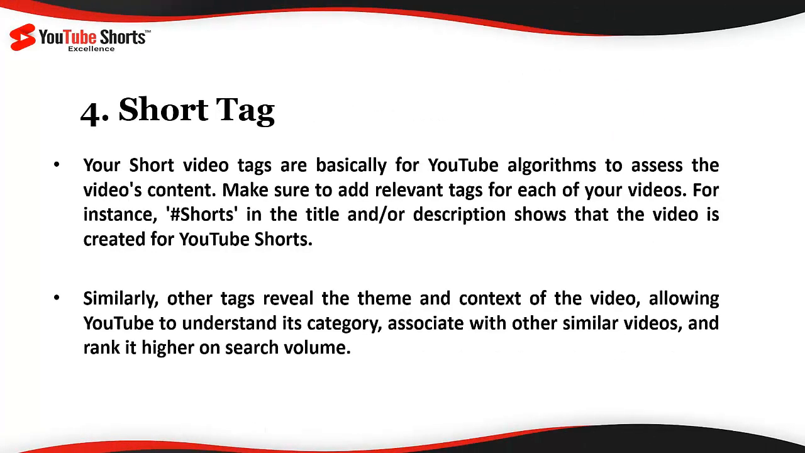Short tag. Your short video tags are basically for YouTube algorithms to assess the video's content. Make sure to add relevant tags for each of your videos. For instance, hashtag shorts in the title and/or description shows that the video is created for YouTube Shorts. Similarly, other tags reveal the theme and context of the video, allowing YouTube to understand its category, associate with other similar videos, and rank it higher on the search volume.